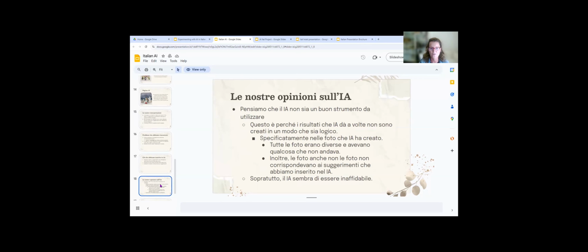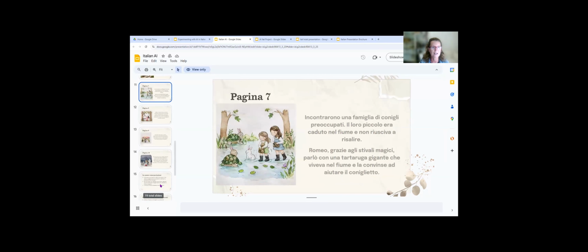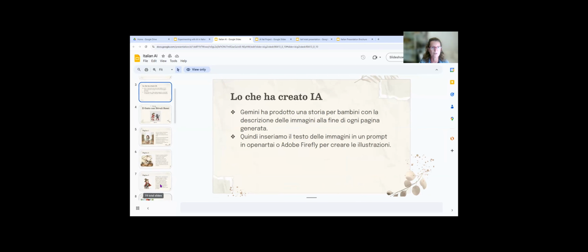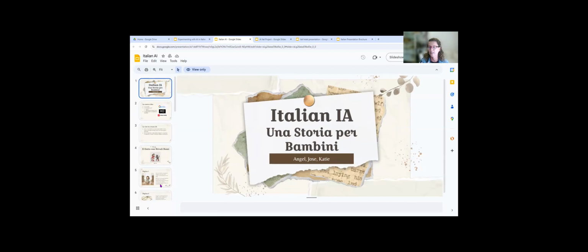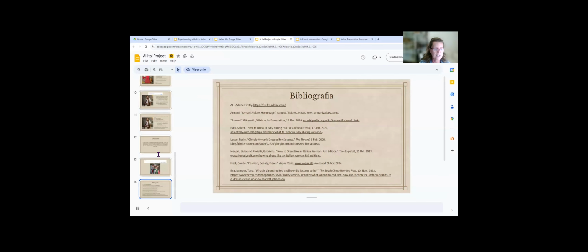And the conclusion of the students is that AI is useful because it helps for sure to create your story and to create the images, but yet you have to be careful. You have to edit and you have to adjust everything according to the goals of your project, right? And the same, very similar one.